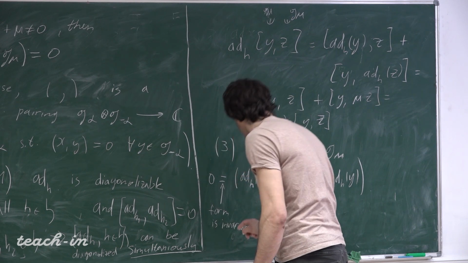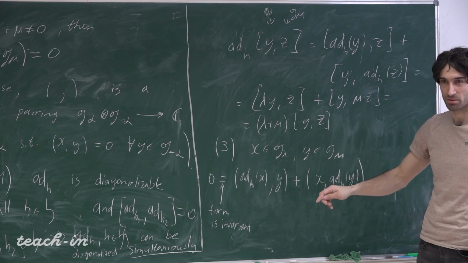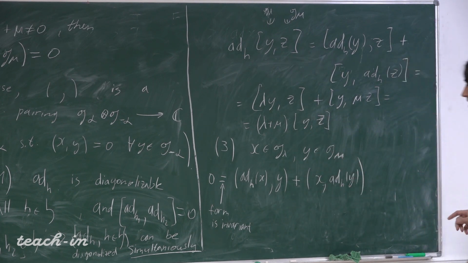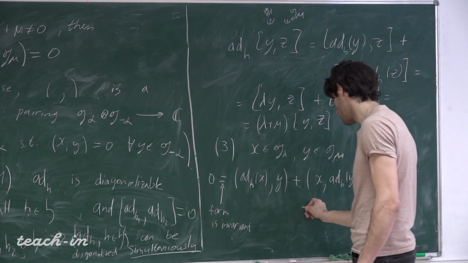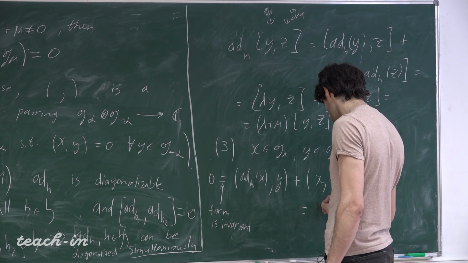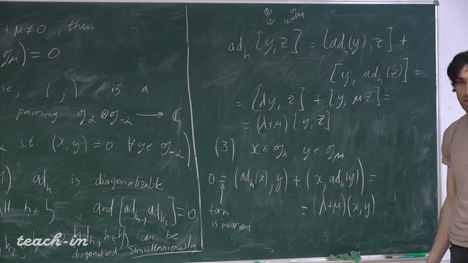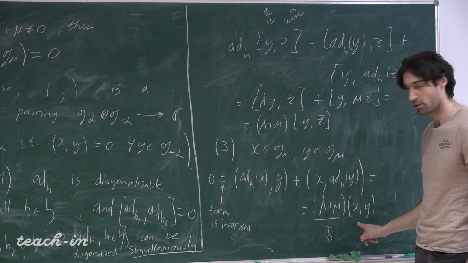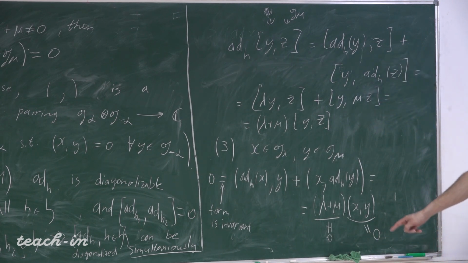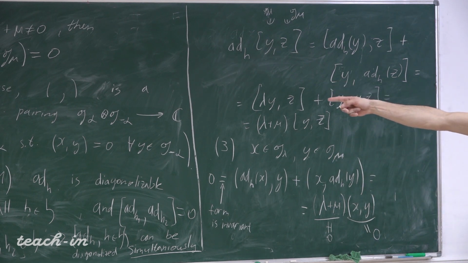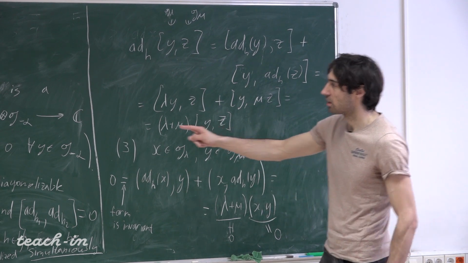We had this in a slightly different way, with the commutator instead of ad h, and maybe they were on different sides of the equality, but it's just the same thing rewritten like this. Since x is from g lambda and y is from g mu, this equals lambda plus mu times the form of x and y. Now lambda plus mu is not 0 by the condition, therefore the form of x and y is 0. That's exactly what I claimed in 3: if I take some element from g lambda and compute the form with some element from g mu, it is 0.